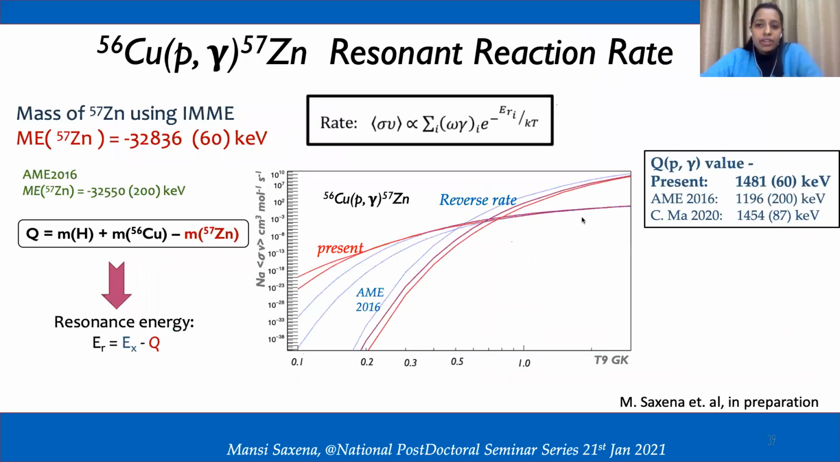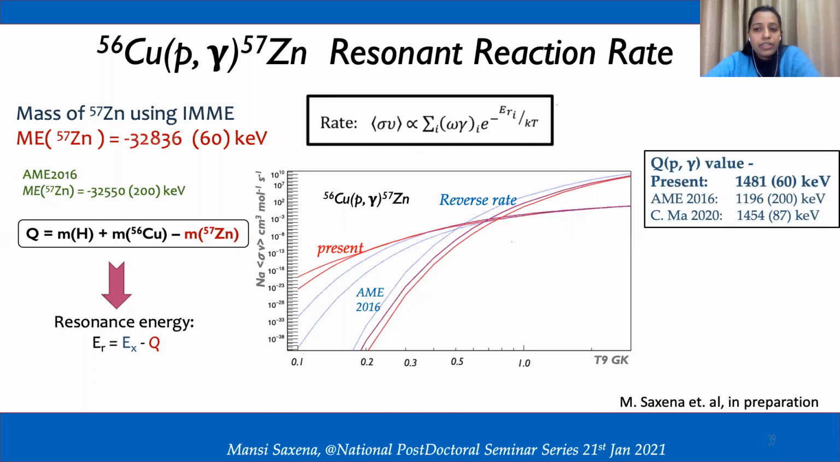So coming to the astrophysical result we have in hand for now. We were able to constrain the 56 copper (p,gamma) reaction rate based on the new zinc 57 mass, which we have obtained. Now, since the level density within the Gamow window for 57 zinc was not very high, the proton capture actually proceeds through a few isolated resonances. So the rate can be approximated by this formula.